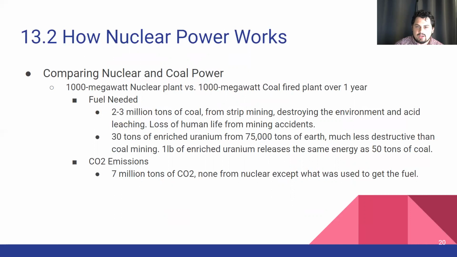It leaves the soil uncovered, it causes dust particulates, it doesn't look pretty in the ground, and it can cause erosion, all things like that. Now, 30 tons of enriched uranium is needed to power a nuclear power plant for a year. So not 2 to 3 million tons, just 30 tons. And that's still a lot, don't get me wrong, but it's nothing compared to 2 to 3 million tons, right? So it's much less destructive than coal mining.